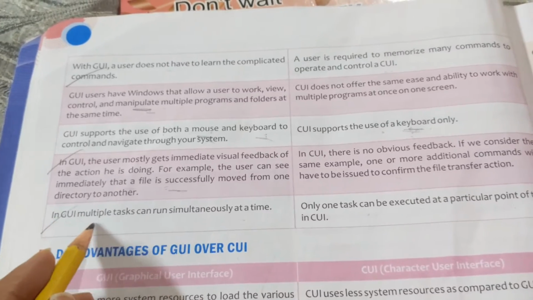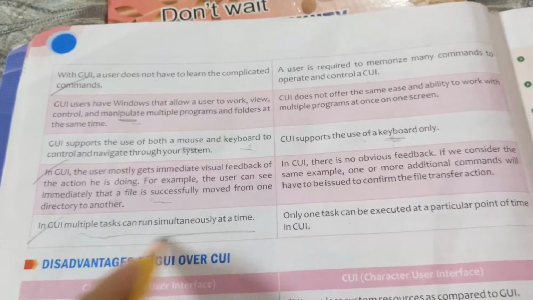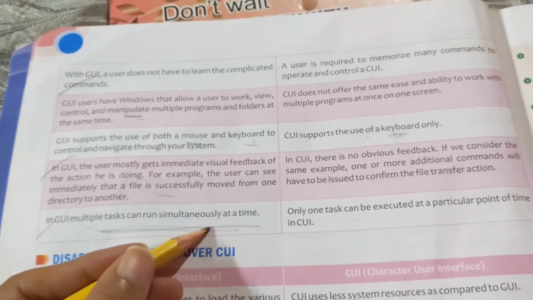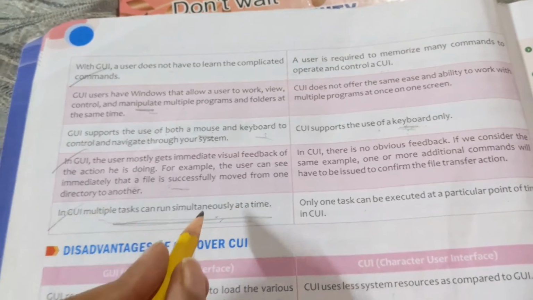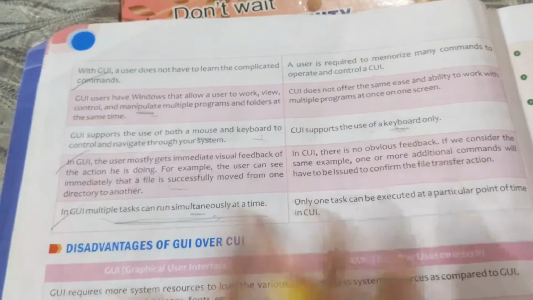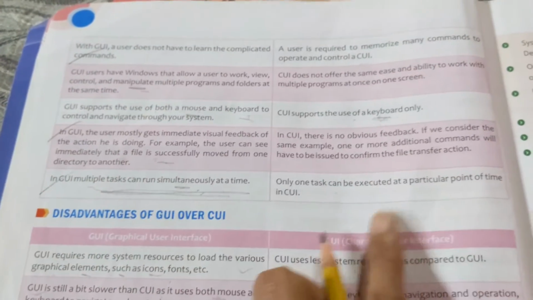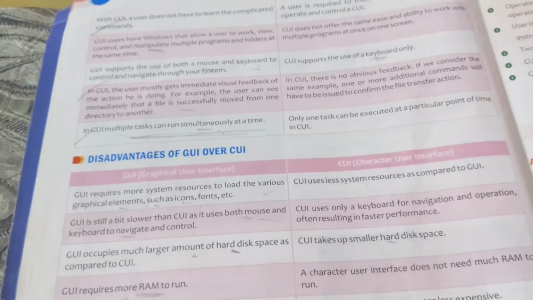So in GUI, multiple tasks can run simultaneously at a time because this is a multi-user operating system. So you can simultaneously do more than one work, but only one task can be executed at a particular point of time in CUI.